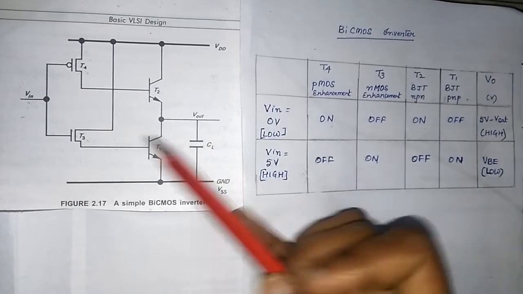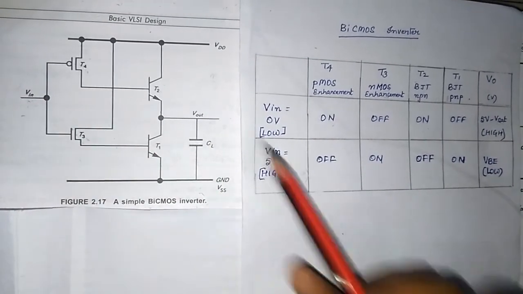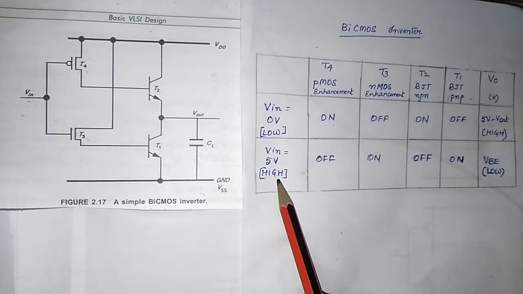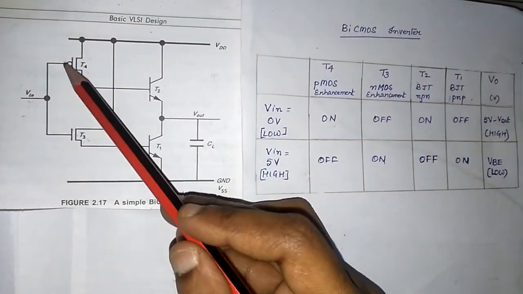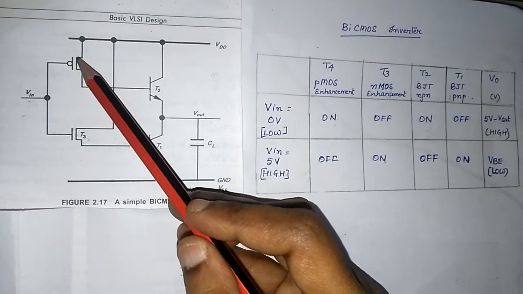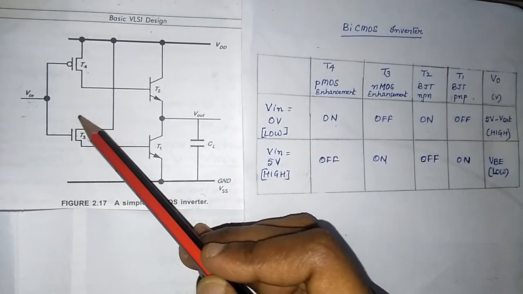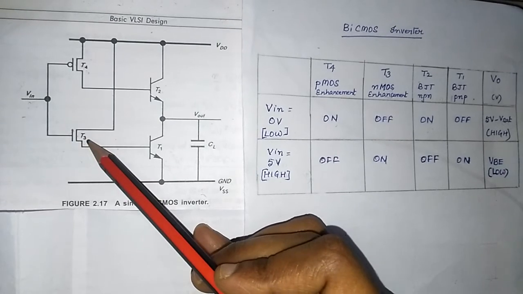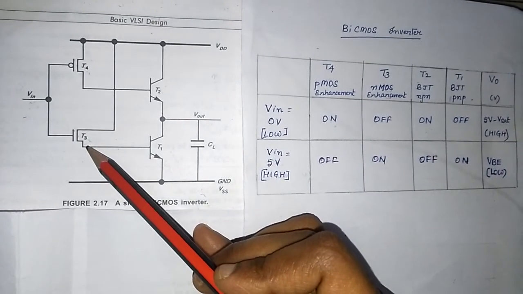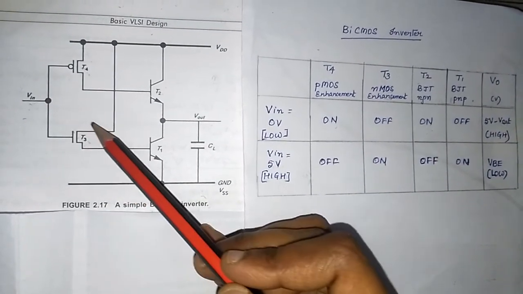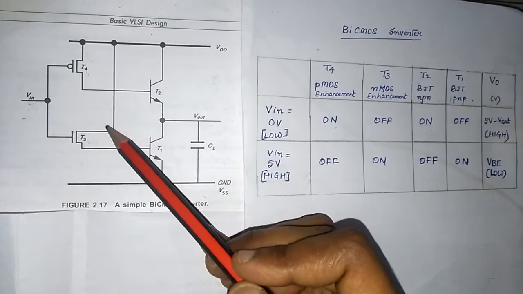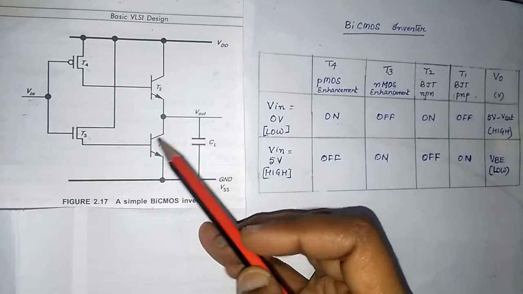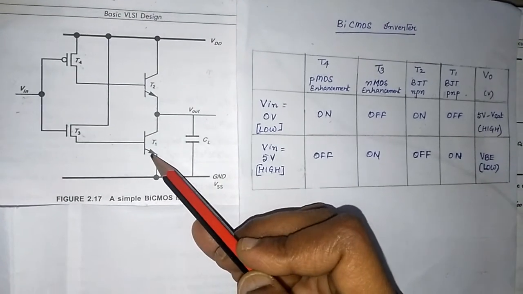Now next, let's see when Vin is high. When Vin is high, at 5 volts, what happens? This pull up transistor is going to be in the off condition. Now what about the pull down? Pull down is going to be in the on condition. The N channel enhancement type MOSFET at 5 volts of input is going to be turned on. When this is turned on, you see the connection here. Because this is on, T1 will be getting a high voltage.